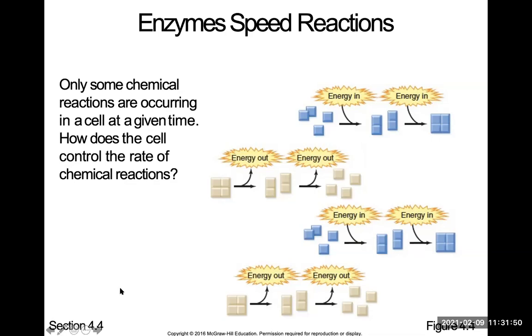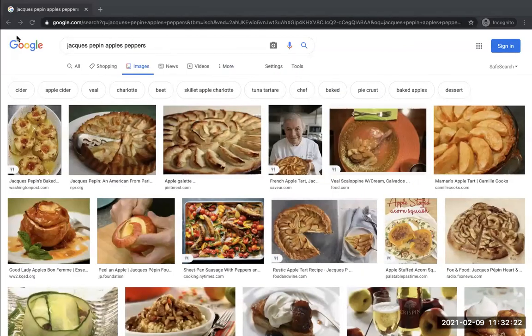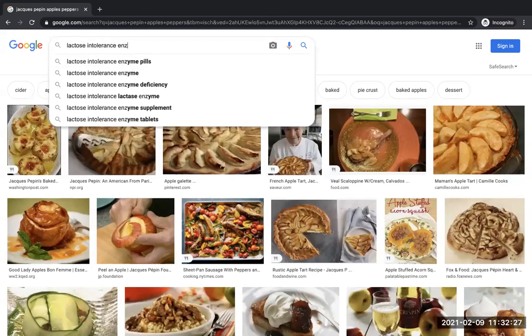So actually, before I go into that, I want to know if anybody is lactose intolerant. Anyone lactose intolerant? Yes. So what happens when you eat something with lactose? Probably gives you an upset stomach. Like an acidic reaction, scientifically speaking. Okay. So lactose intolerant, enzyme.